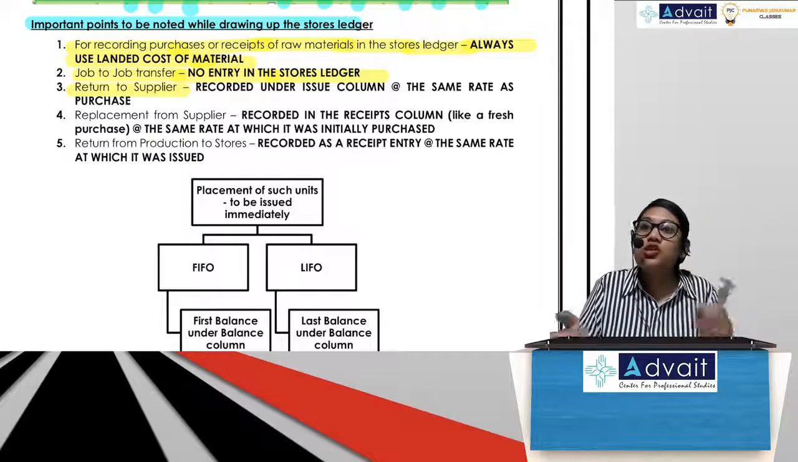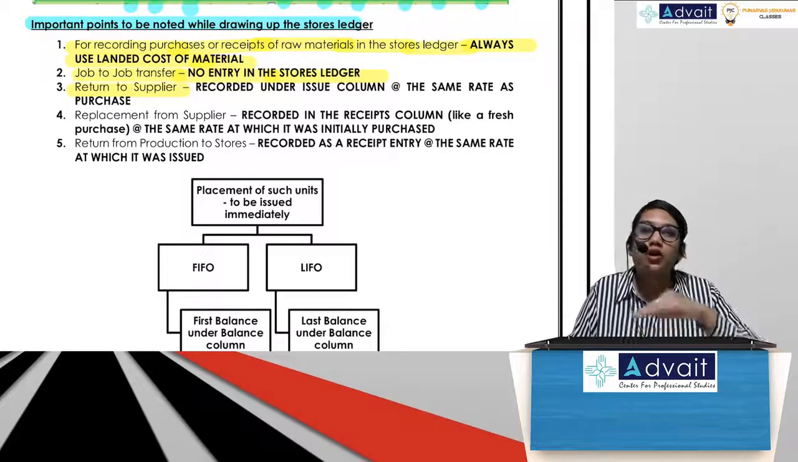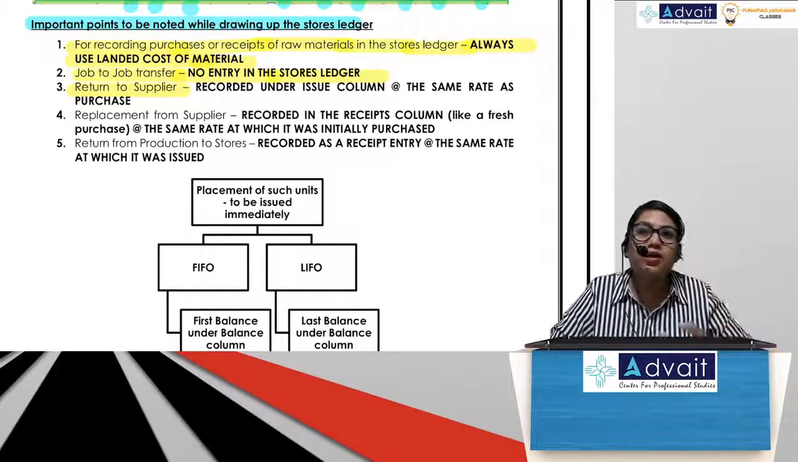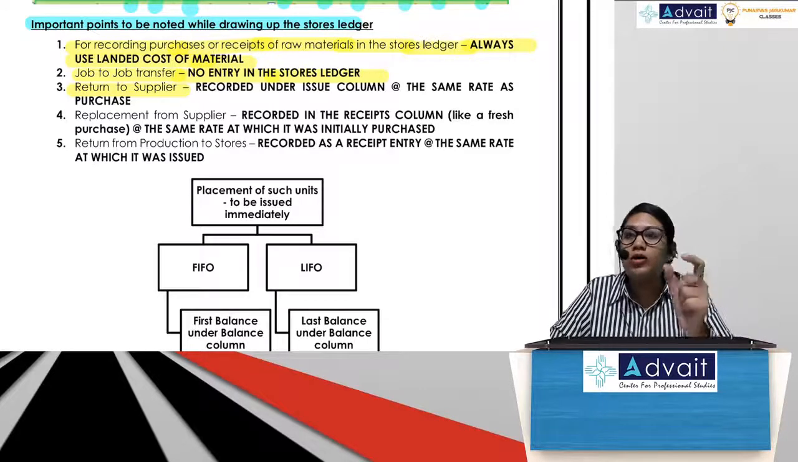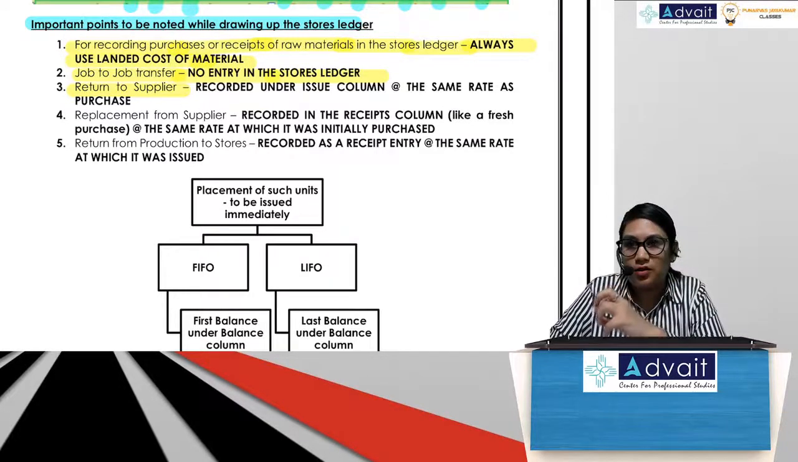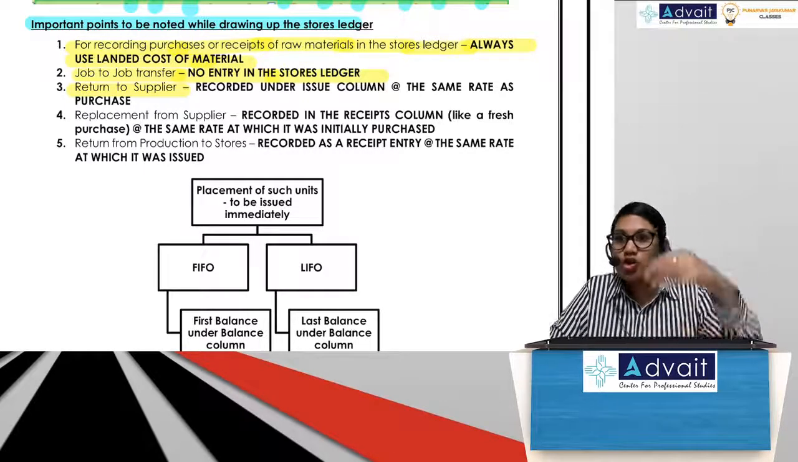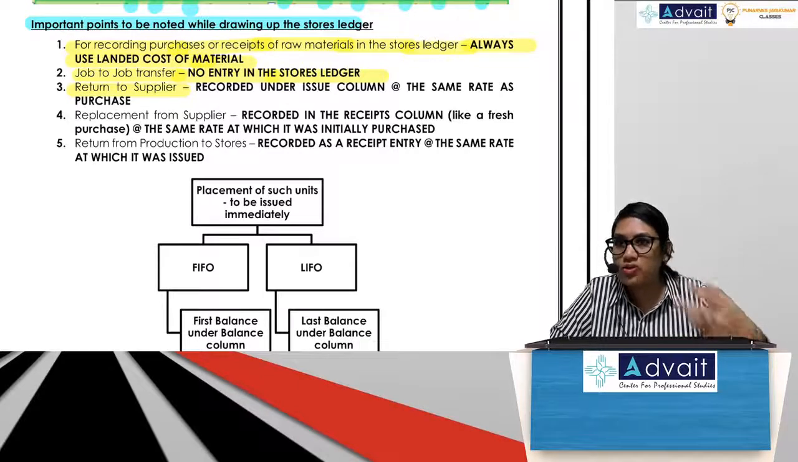Now I realize, no, this is not the quantity of material that I wanted to purchase. So I'm returning it to my supplier. Now returning to the supplier, that quantity, where will you mention it? Under which part of the stores ledger? Obviously under issues. So issues actually means it is issued to the production department where production is being carried on.